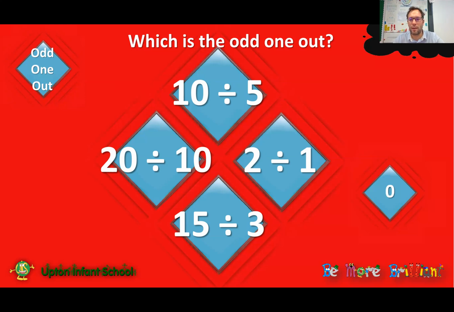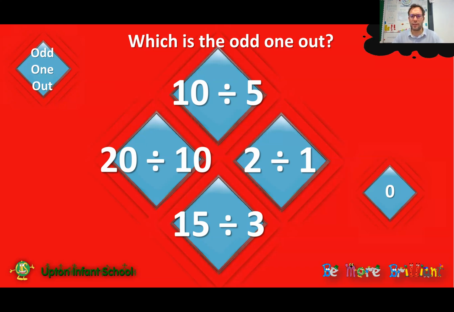Okay, the time is up. If you need to take longer, pause the video and have a go. Let's go through the answers. 10 divided by 5. Well, how many 5s are in 10? 2 5s are in 10, so the answer to that one is 2. 2 divided by 1. Well, if I've got 2 apples and I share it between one person, share it just with myself, I've still got 2 apples. So 2 divided by 1 is 2. Anything divided by 1 is just the same number. 20 divided by 10.